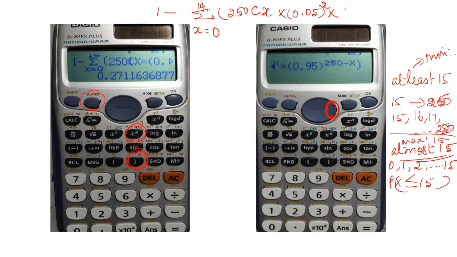I think now you will understand. You have got it right. 0.95. Now it should be in the power, means you have to press this key. X power. Power. And here I want 250 minus x. Right? Just type 250 minus. X means what? Again alpha and x. Alpha and this key will give you x here. 250 minus x. Now already one bracket is outside.